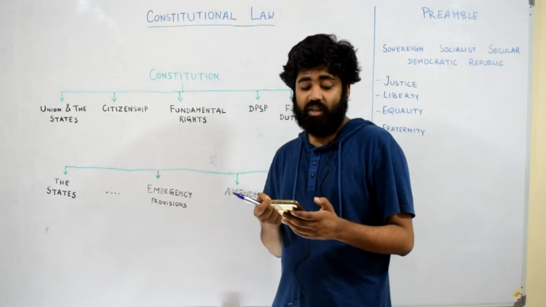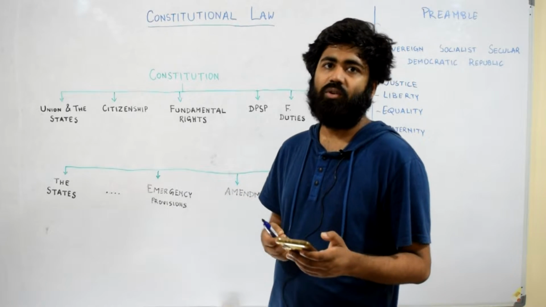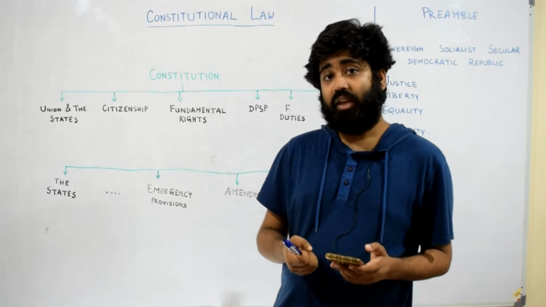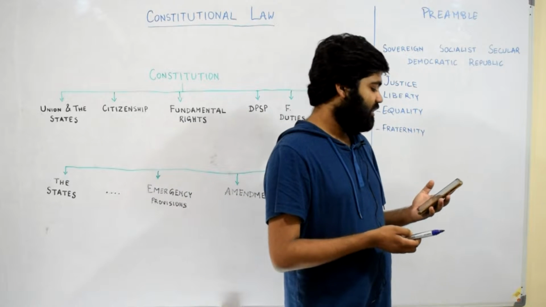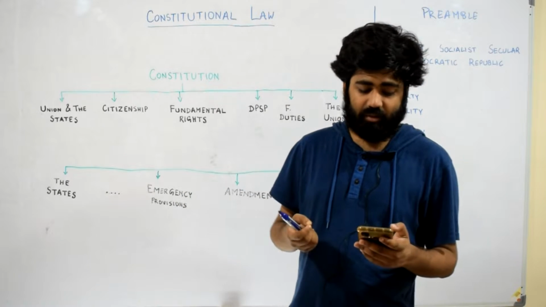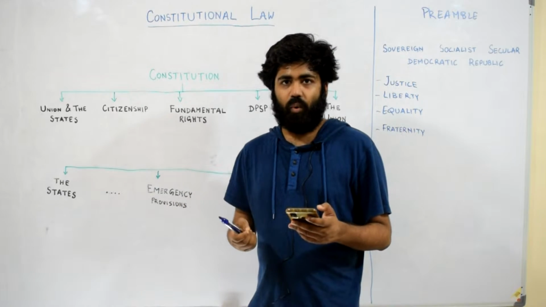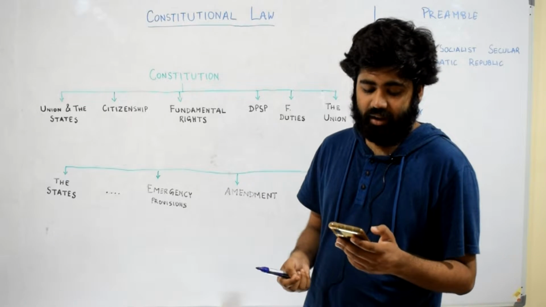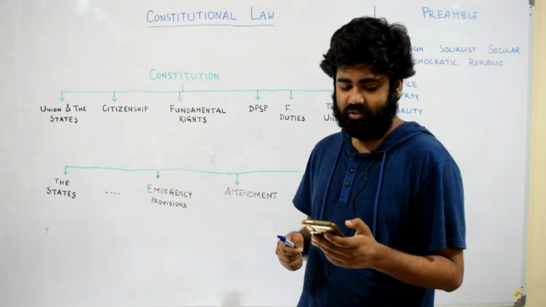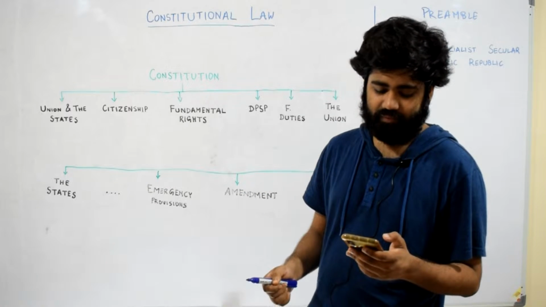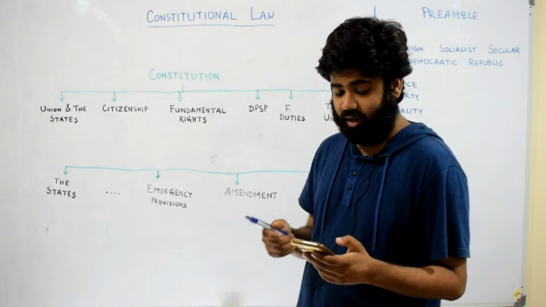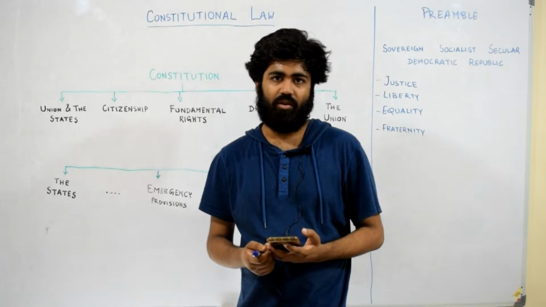It starts with, "We the people of India, having solemnly resolved to constitute India into a sovereign, socialist, secular, democratic republic, and to secure to all its citizens justice, social, economic, and political, liberty of thought, expression, belief, faith, and worship, equality of status and opportunity, and to promote among them all fraternity, assuring the dignity of the individual and the unity and integrity of this nation. In our Constituent Assembly, this 26th day of November 1949, do hereby adopt, enact, and give to ourselves this Constitution."